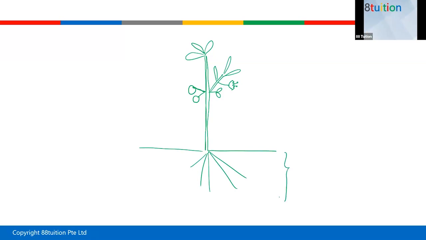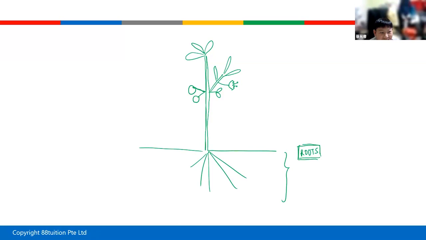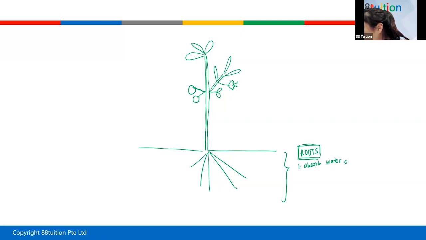Jay, can you tell me what part of the plant this is? Roots. Fantastic. For P4, I believe you have learned the function of the roots. Off the top of your head, can you recall what the teacher taught about the roots? What is so important about the roots? It absorbs water and mineral salts. From where? From the ground. Good. So absorb water and mineral salts.